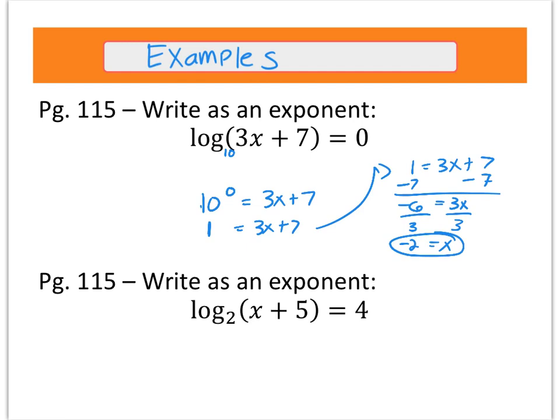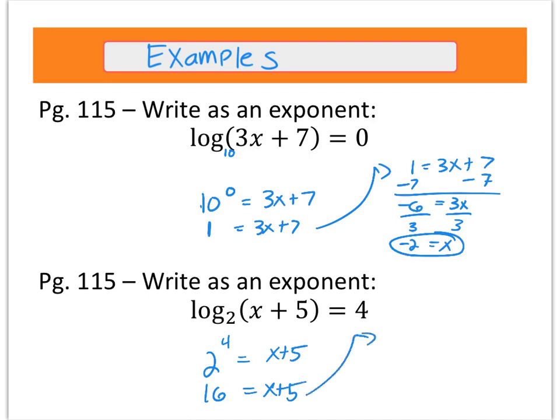We're going to write it as an exponent, really just practicing. So if you want to pause the video and try these before I do them, probably a good idea. But 2 to the power of 4 equals x plus 5. You can put that into a calculator. 2 to the power of 4 is 16, so 16 equals x plus 5.